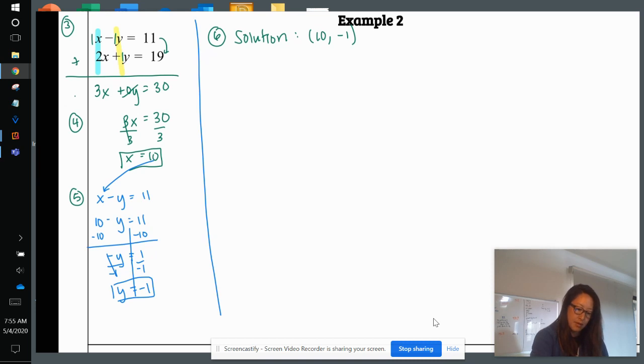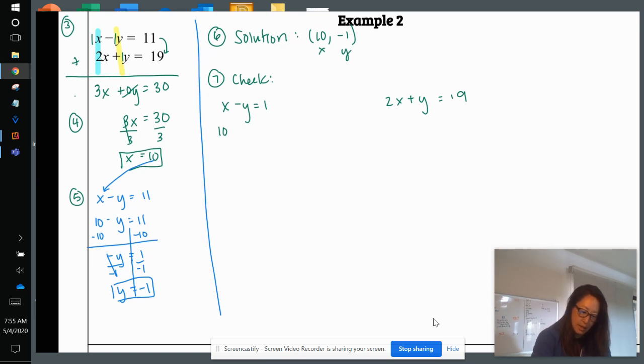And then step number 7 is to check. We write both originals. So x minus y is equal to 11. And 2x plus y is equal to 19. We're substituting in 10 for x and negative 1 for y. So I get 10 minus negative 1 is equal to, sorry, 11. Negative times a negative gives me a positive, so 10 plus 1 is equal to 11. 11 is equal to 11. Remember, the 11 was from the original. All right, so that verifies.